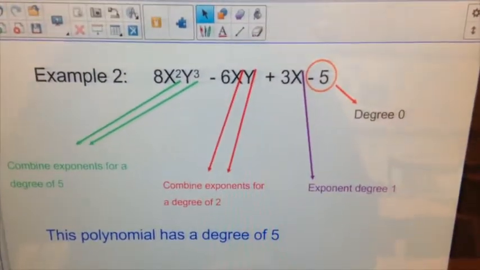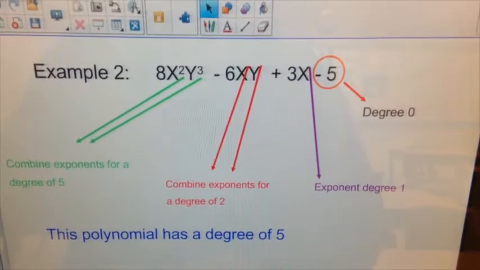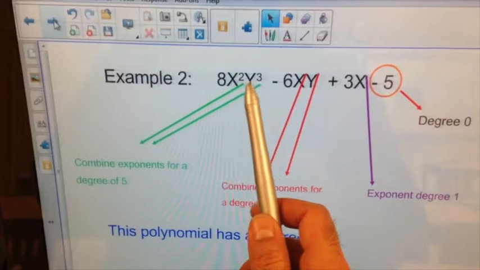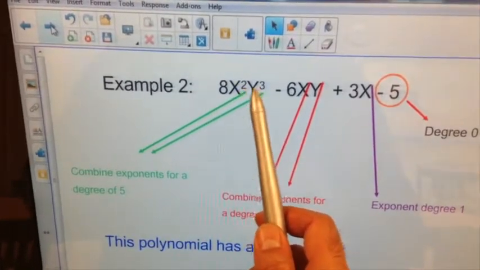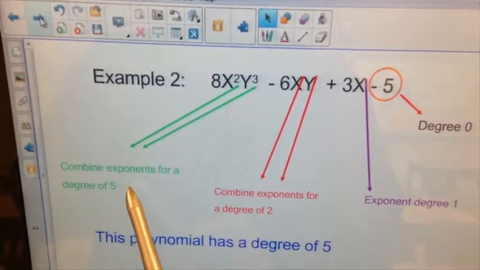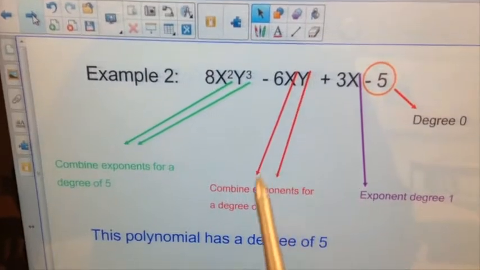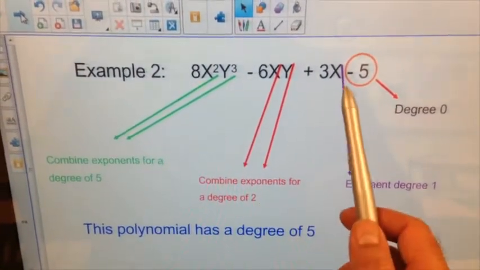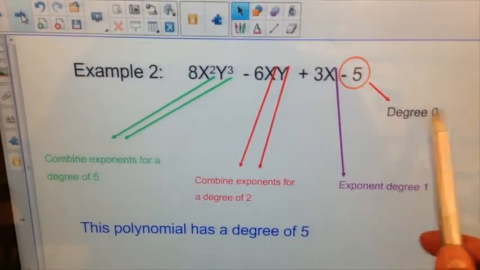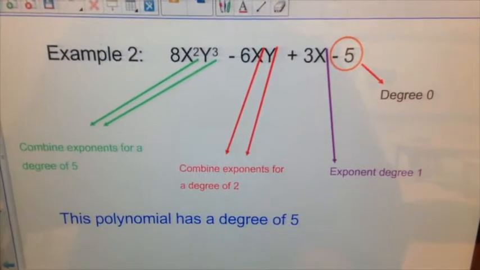If we have this polynomial, 8x squared y cubed minus 6xy plus 3x minus 5, you look at each term. These exponents are attached to these variables. You always look at the variables. So 2 and 3, combine those, has a degree of 5. This part, negative 6xy, has two 1s as exponents, so a degree of 2. This x has a 1, so a degree of 1. This is a constant, which never has a degree, so the highest is 5. This polynomial has a degree of 5.